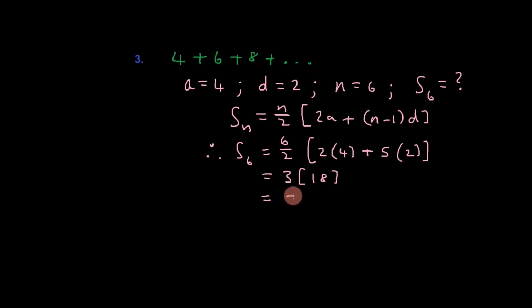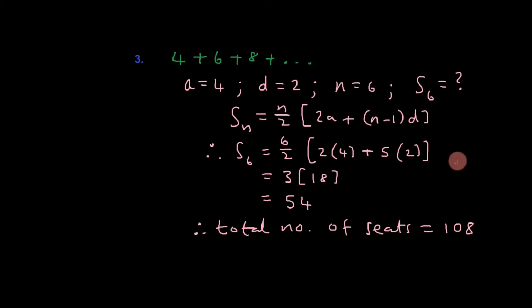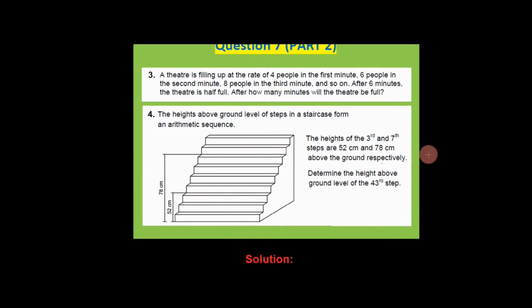So there are 54 people seated in a theatre after 6 minutes. We also know that this is when a theatre is half full. So then the total number of people that can be seated in the theatre will be twice 54. In other words, 108. So total number of seats equals 108. Now remember, we have to work out how long it will take the theatre to be full. In other words, how many minutes it will take.